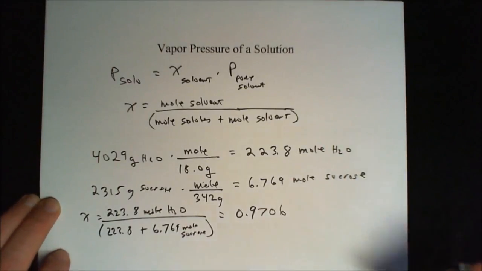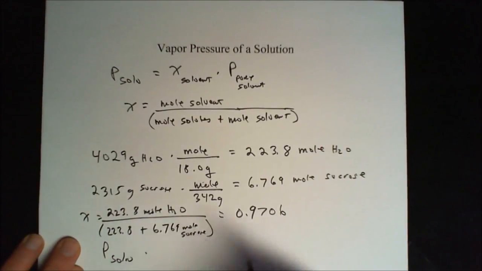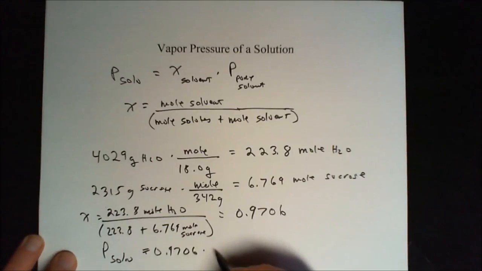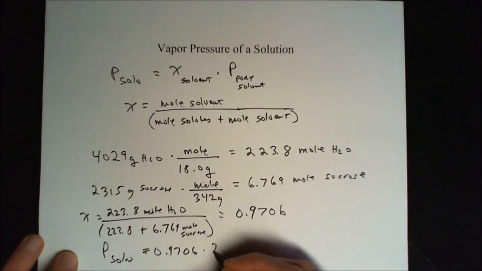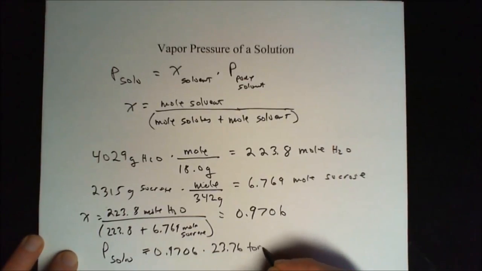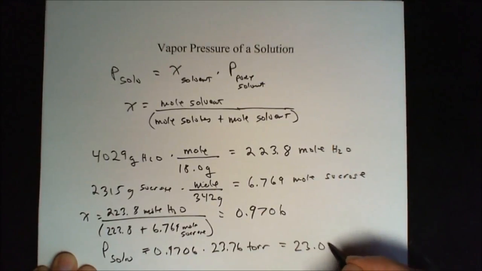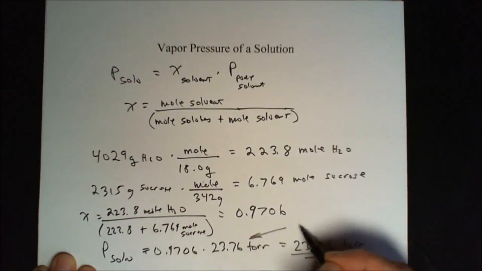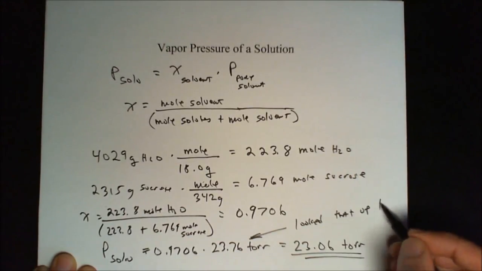and that gives us a mole fraction of the solvent, which is the water, of 0.9706. And so the new pressure of our solution is going to be that mole fraction times the vapor pressure of the water at 25 degrees Celsius, which we've already looked up, and that's 23.76 torr. And that gives us a new pressure of 23.06 torr. And of course, just a reminder, we looked that up first.